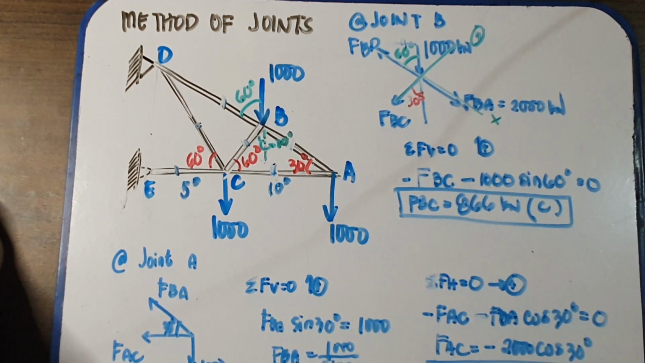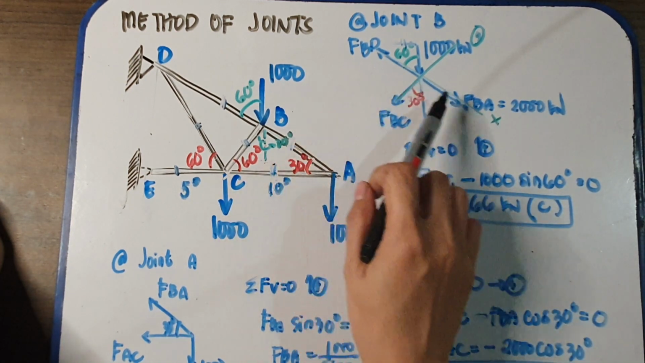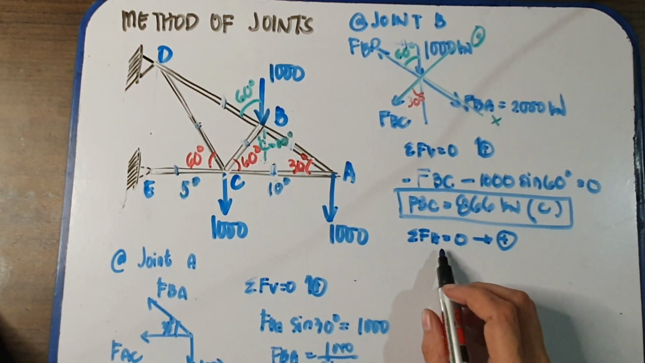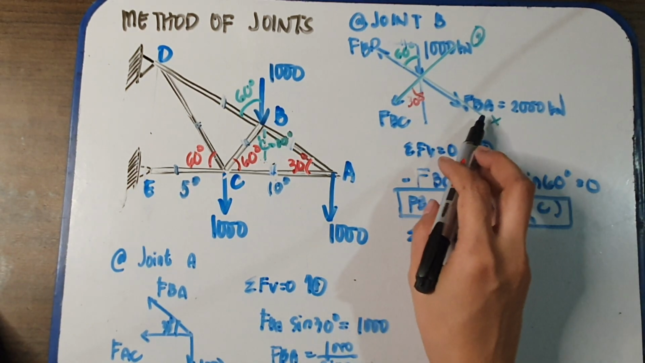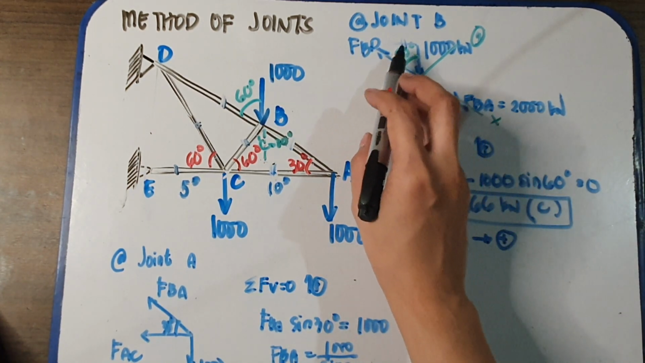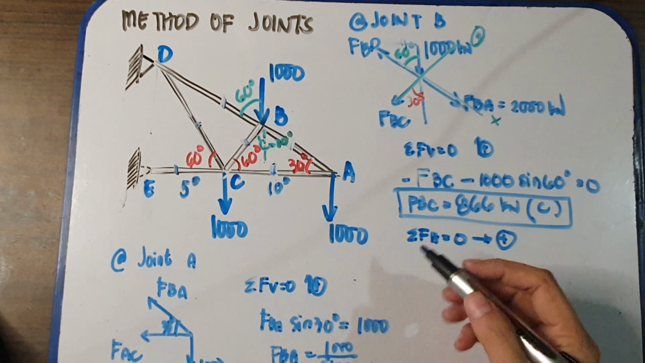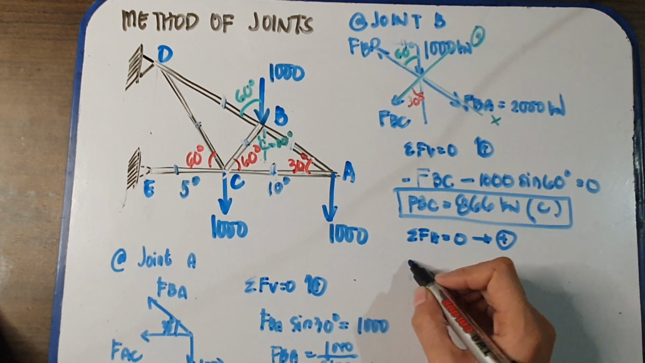Okay, right after ng FBC, punta naman tayo sa summation forces horizontal. Ano yung pwede natin i-horizontal dyan? Pwede natin i-horizontal yung FBD and then FBA. Okay, so summation forces horizontal is equal to 0. Going to the right is positive. This is going to the right, 2,000. And then yung ito, 1,000 cosine of 60. So we have to determine the force BD.